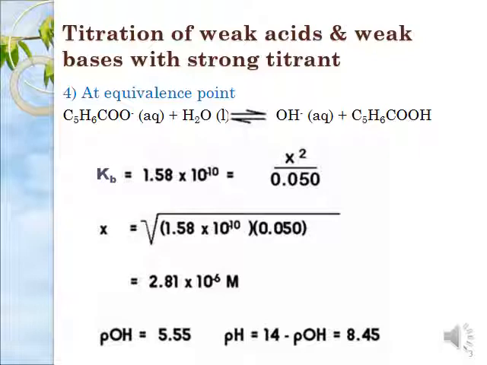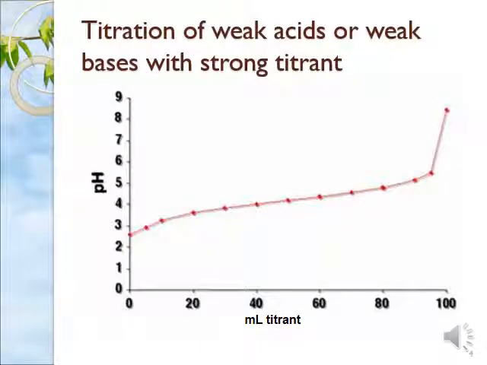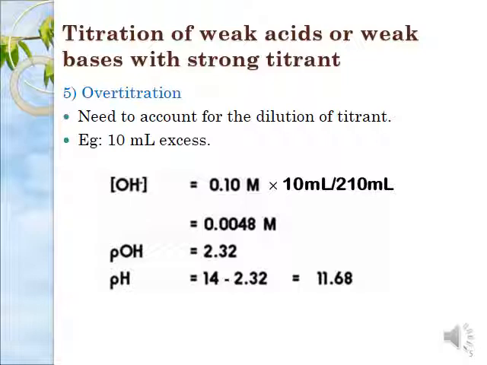So this is agreeable because the sample is a weak acid. The titrant is a strong base, so therefore the equivalence point will lie in the basic region. If your sample is a weak base and your titrant is a strong acid, the equivalence pH will lie in the acidic region. So this has been plotted when it reached 100 ml of titration, or equivalence volume.